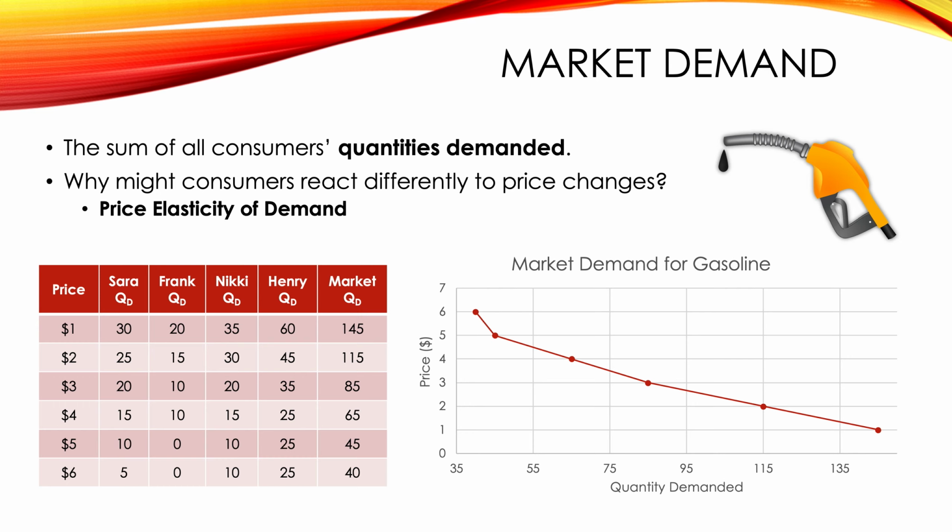And you'll also notice that even with that said, there are some points where the answer is different for these consumers. So looking at, for instance, Henry, when the price of gasoline rises from 1 to 2 to 3, Henry drops his consumption quite a bit. But at 4, 5, and 6, Henry buys the same amount of gasoline no matter what the price is, right? It stays the same. Same thing here for Nikki. At $5 and $6, she's still buying 10. Frank is now down to 0 after the price rises to $5.